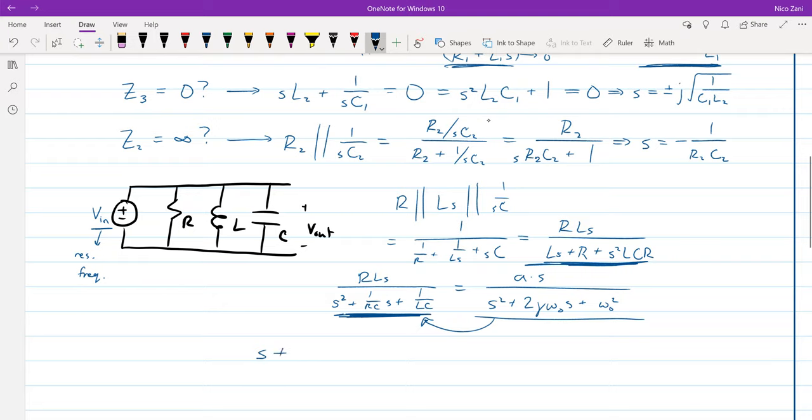Let me see if I remember this off the top of my head. They come in the form S plus sigma minus j omega, and S plus sigma plus j omega, and those are the poles. This is what the bottom expression looks like, where sigma is some function of gamma and omega naught. And you have j omega, right? So one of the poles of this, the point at which this has its largest response, would be when the imaginary part of S equals omega naught.